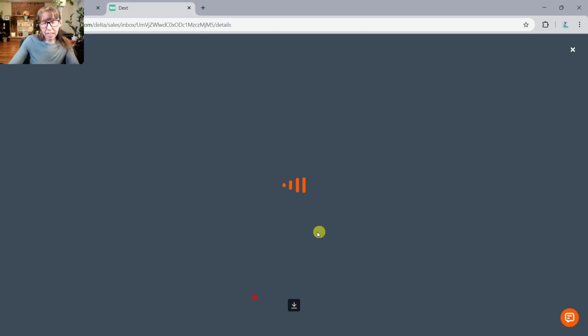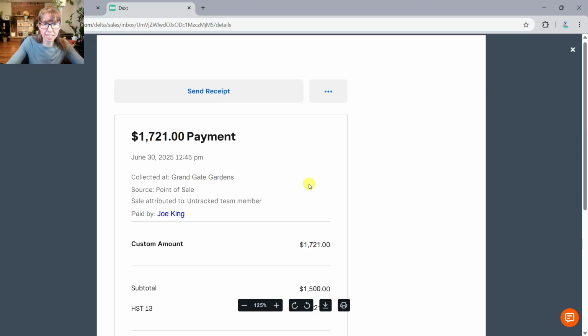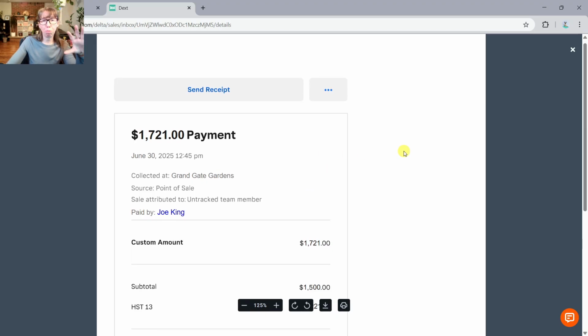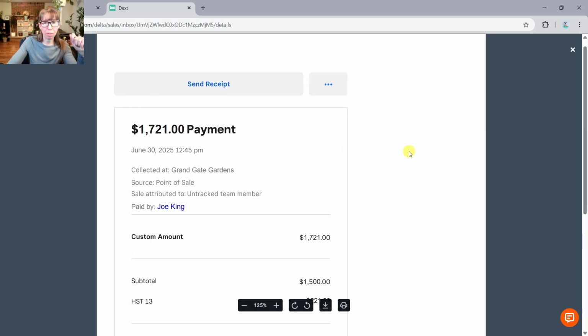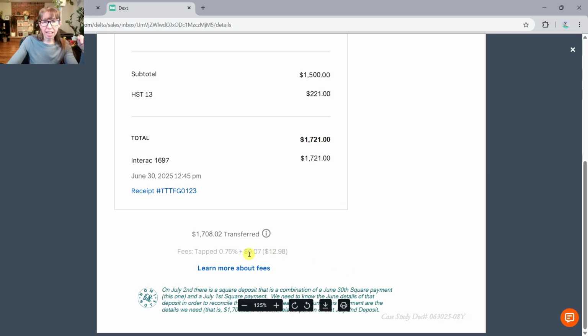We've seen something like this before in the case study. This is a specific breakdown of one of the Square payments for the month. Basically it shows that paid by Square was $17.21 and that the amount that's gone into the bank is $1,708.02, meaning the fees for this one specific transaction are $12.98.